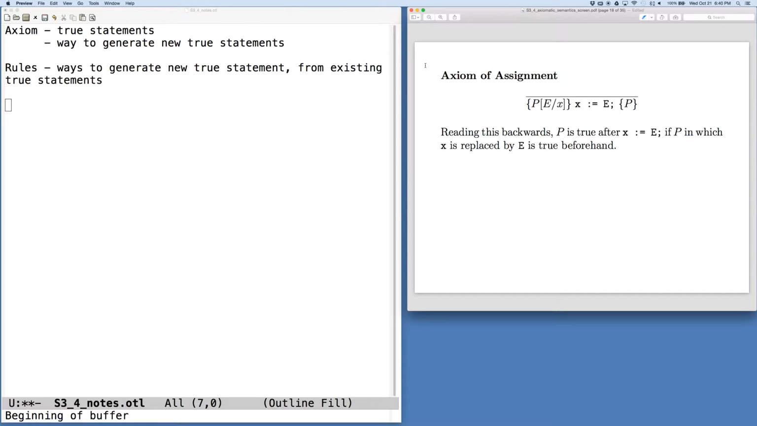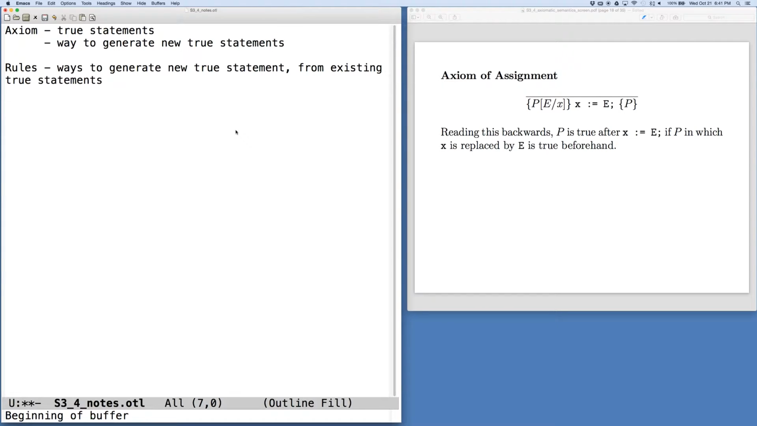Okay, this is our third video, and we are still recapping some things we discussed in lecture. At this point, we're looking again at the axioms and the rules that make up Hoare semantics. So our first one is the axiom of assignment. This is the only axiom in this logical system.